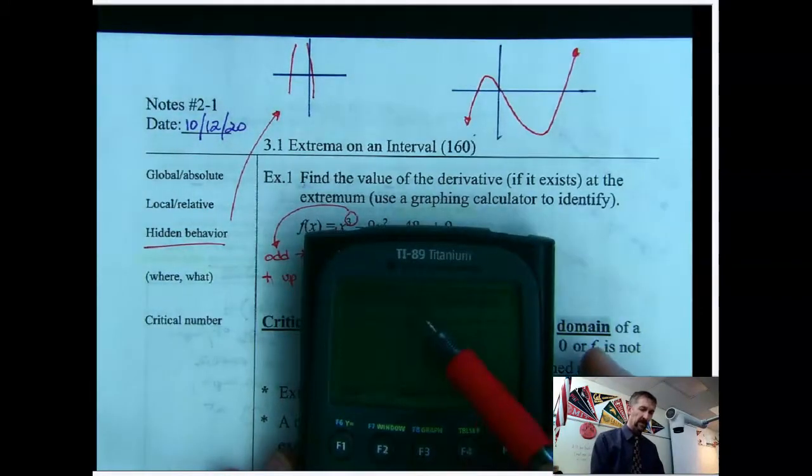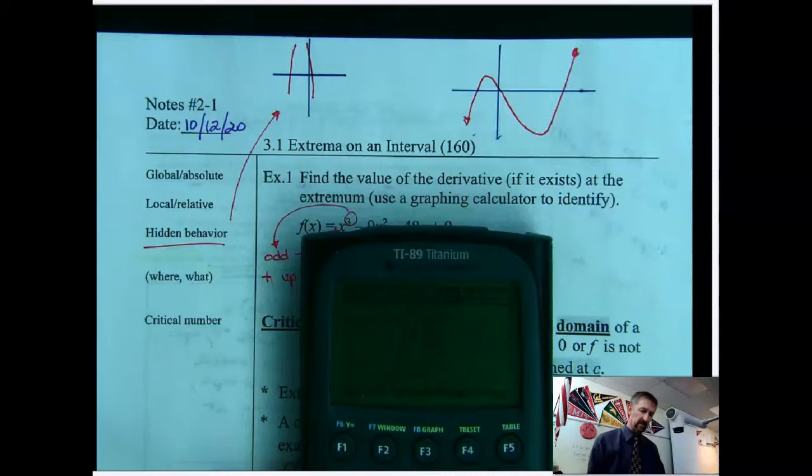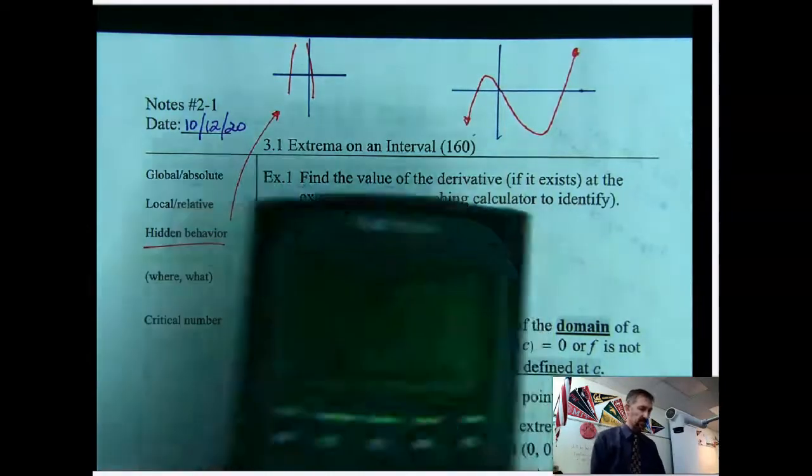Now we want to know the extrema, the minimums and maximums. So we're going to hit F5, and it says maximum. I want to calculate the maximum. It asks for the lower bound, so I go on the left side of that and hit enter. Then I go on the right side of that and hit enter, and it's going to give me the value. So the maximum is -2 and 61.